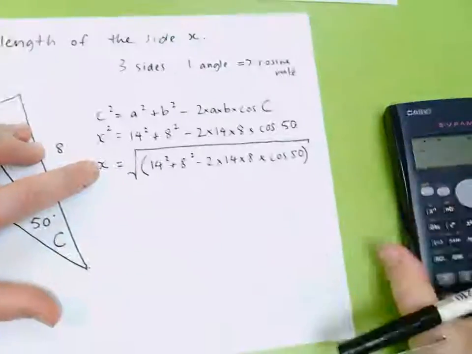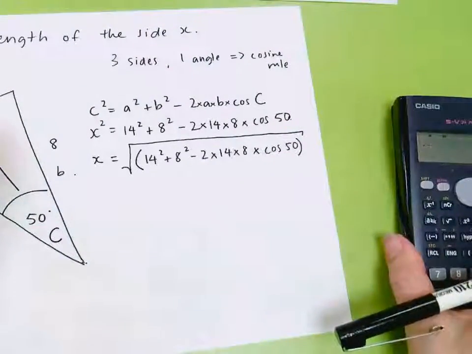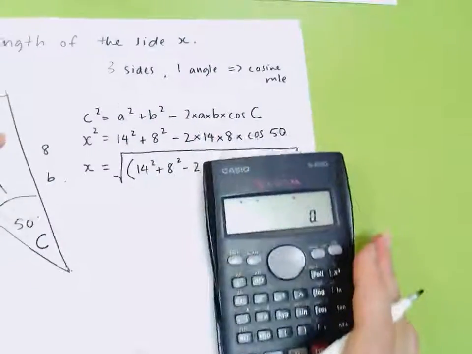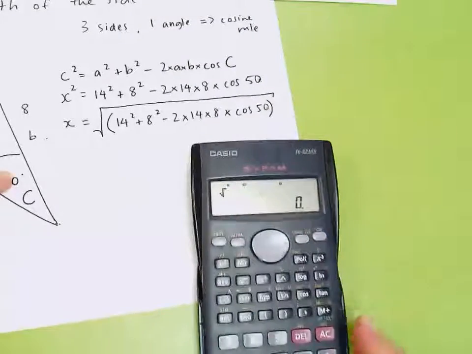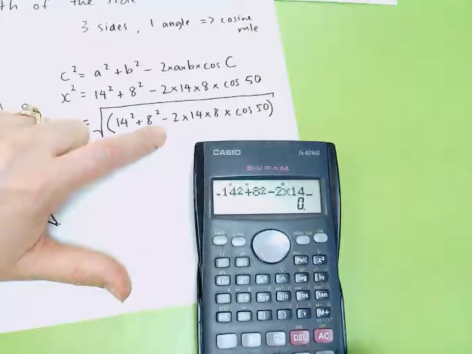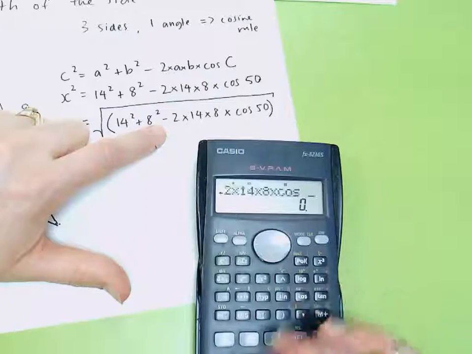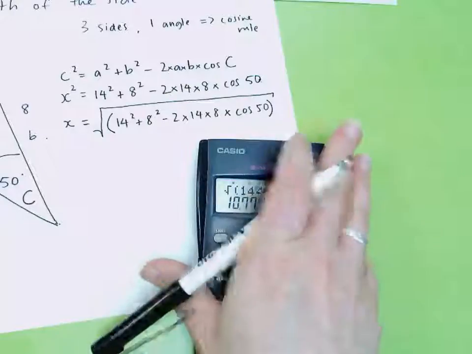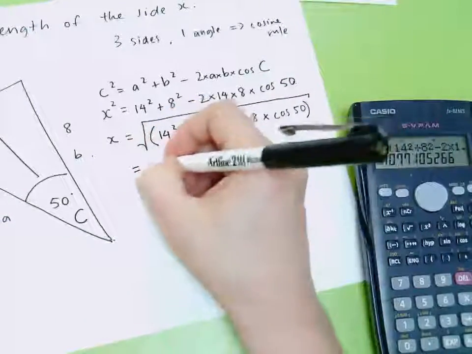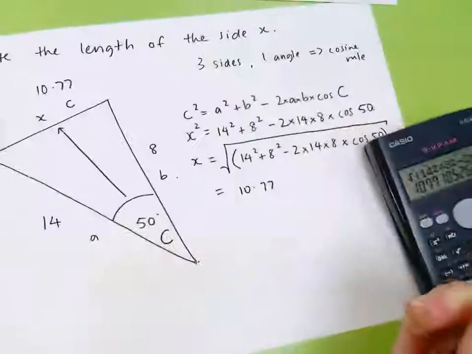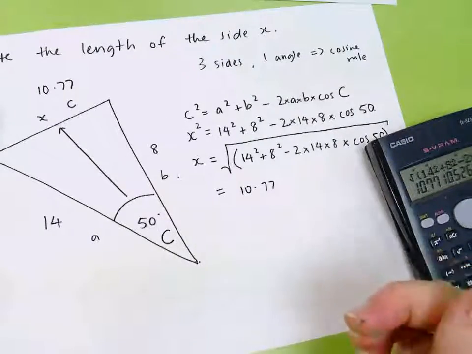So you could, of course, do that and then square root. It's up to you. You can do it in one step or two steps, whatever you want. So then I'm going to plug everything in. So this is the square root of, I open my brackets, 14 squared plus 8 squared minus 2 times 14 times 8 times cos 50. So I've plugged all that in, I press equals, it spits out 10.77. So the length of my side here is 10.77.